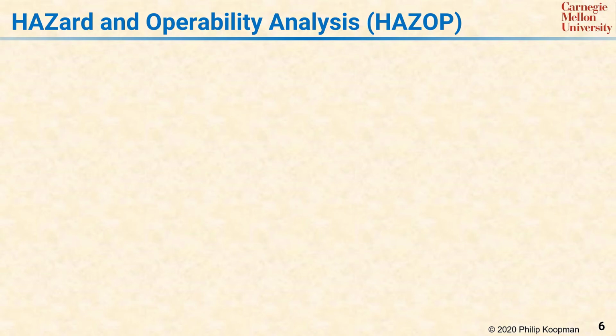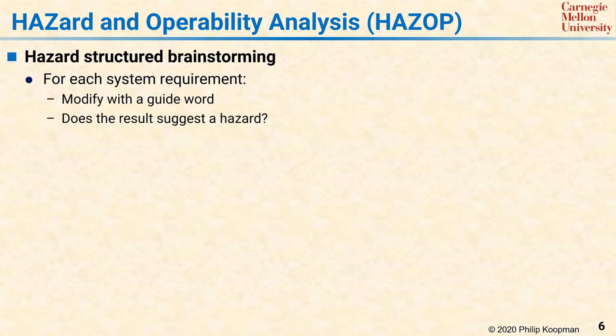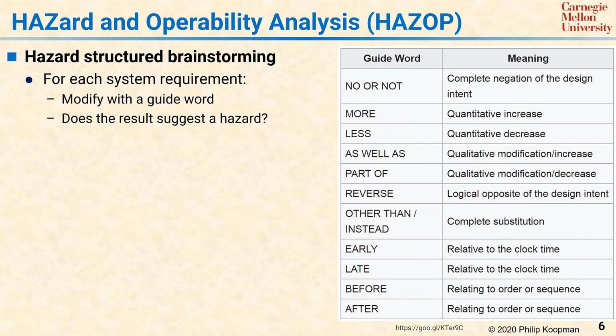A common technique for identifying hazards for safety critical systems is known as Hazop, Hazard and Operability Analysis. The idea of Hazop is that you can create hazards using a structured brainstorming technique. The brainstorming method works by first looking at each requirement in the system and then modifying it with a guide word, and then asking, does the result suggest a hazard?